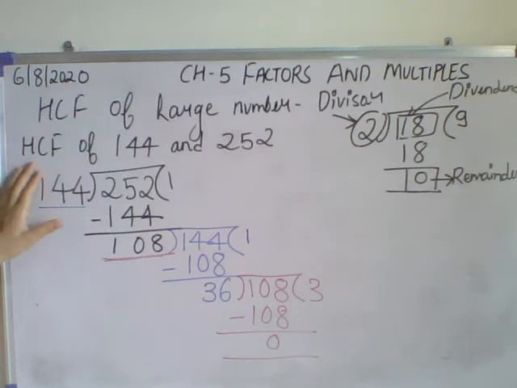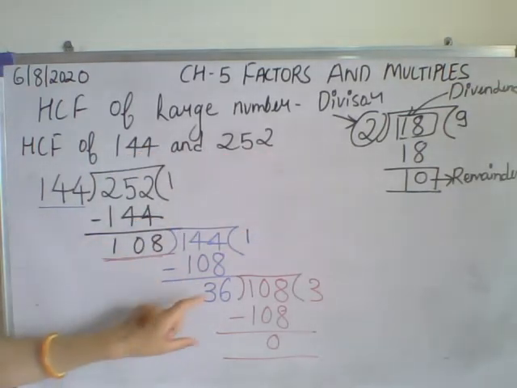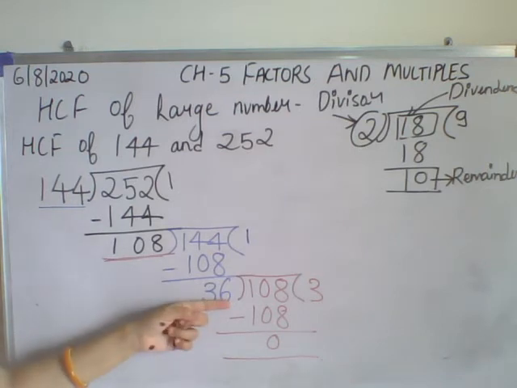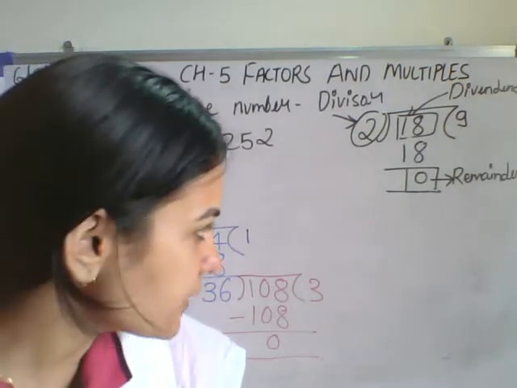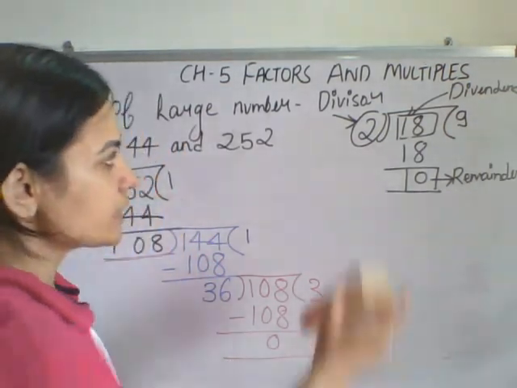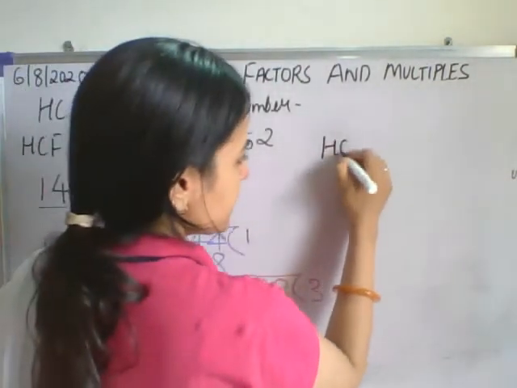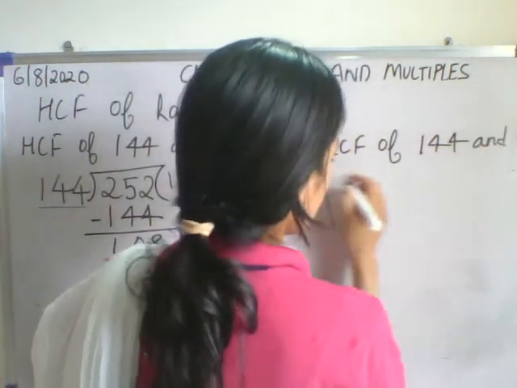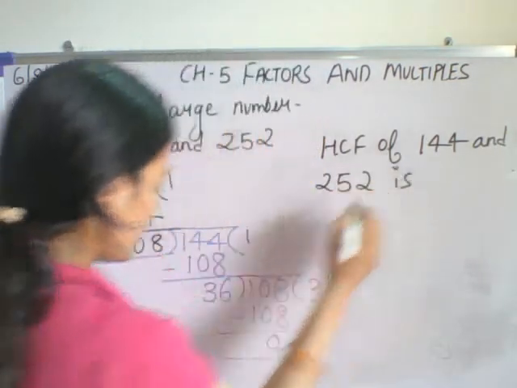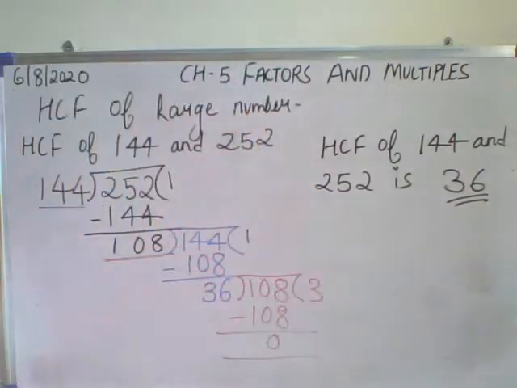So what is the HCF? The HCF of 144 and 252 is the last divisor. What is the last divisor? It is 36. 36 is the last divisor. So the HCF of 144 and 252 is 36. The last divisor is the HCF of these numbers.